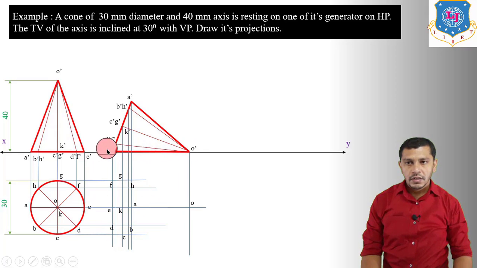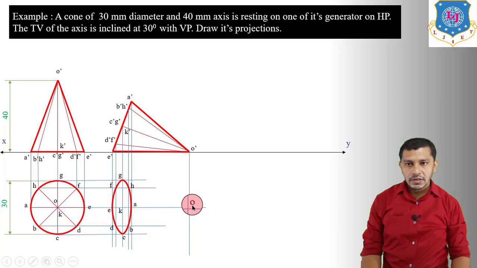Now here the cone is resting on one of its generator on HP. So observing from the top, the base is going to be visible because the surface of the base is nearer to the observer. So base is going to be visible in the top view. So draw the base by connecting all these points with freehand curve. So the base will be an ellipse and it is going to be visible.